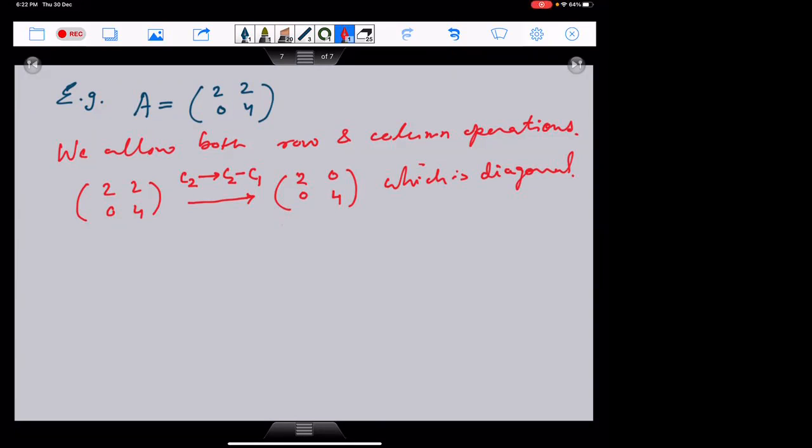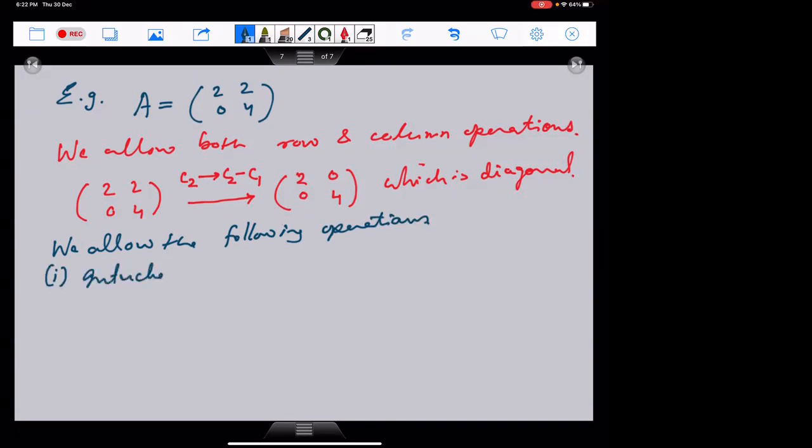So what operations are we going to allow? We allow the following operations. One, interchange of any two rows and any two columns.